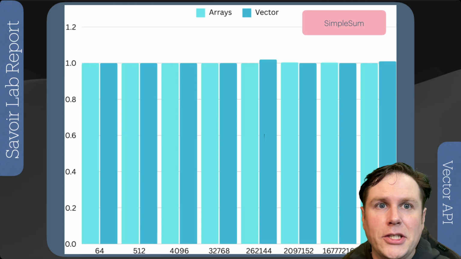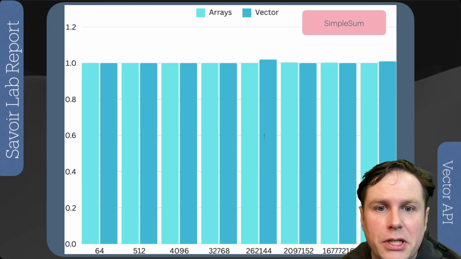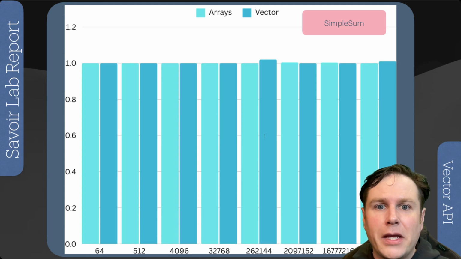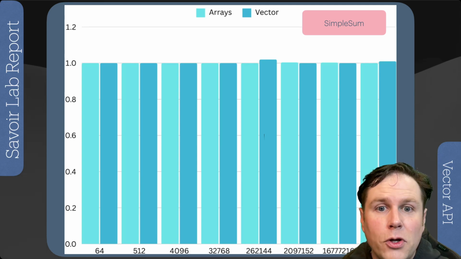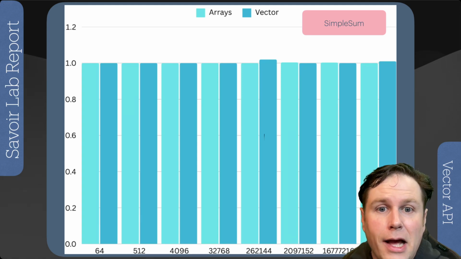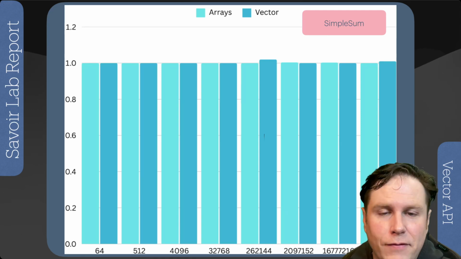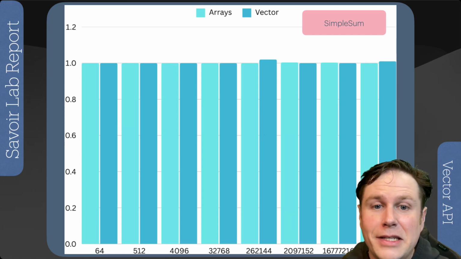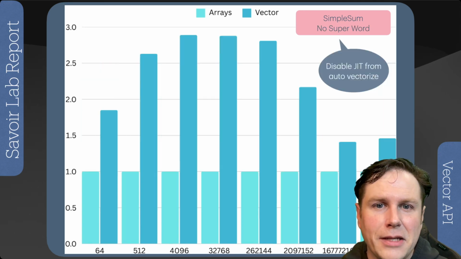And then at the top, I just label which particular algorithm we are testing out. In this case, our first one is the simple sum. When we run this through, what we'll end up seeing is that the runtime is effectively the same for both arrays and vectors. Because this has been automatically vectorized under the hood by JIT, we expect to see similar runtime behavior. Now, what happens when we tell it to just go ahead and do vectors directly?